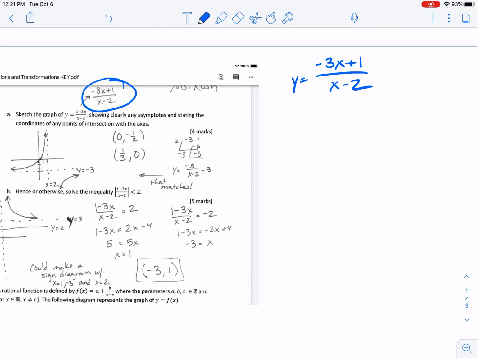Okay, so from my rules, I know that I have an asymptote at x equals 2 because I'm not Chuck Norris. I can't divide by 0. And it's the same degree. And when I say same degree, I mean the degree of this x and the degree of that x are both 1. So I divide my leading coefficients, and I have an asymptote of y equals -3.